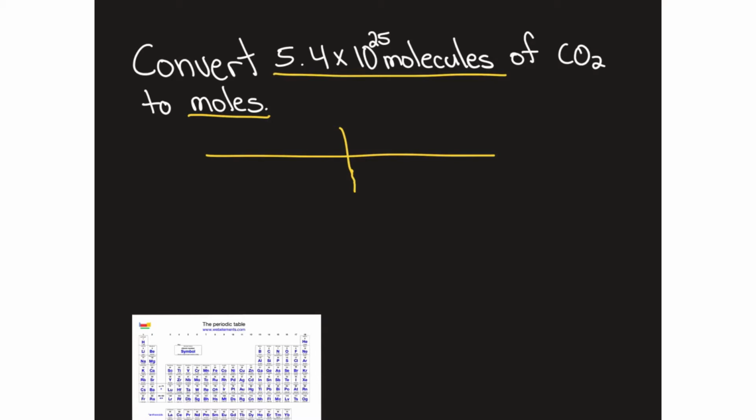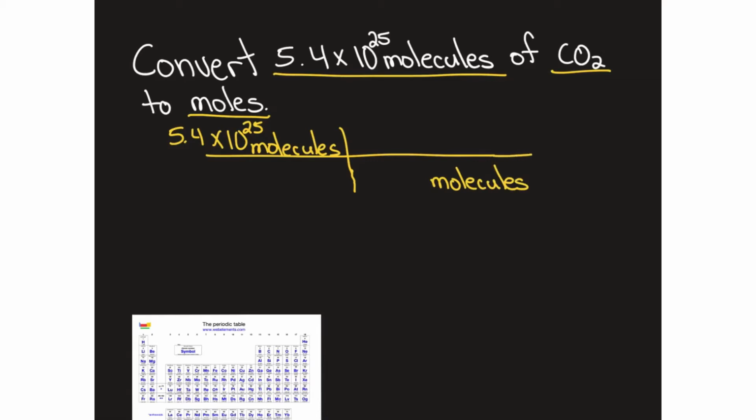You take what they've given you, and we're going to put that in the upper left-hand corner of our T-chart. So we have 5.4 times 10 to the 25th, and we're going to put molecules. The particles here are molecules because carbon dioxide is a covalent compound. Once again, let the units tell you how to set up our conversion factor. We have molecules there, and we're going to bring that unit down into the lower right-hand corner.